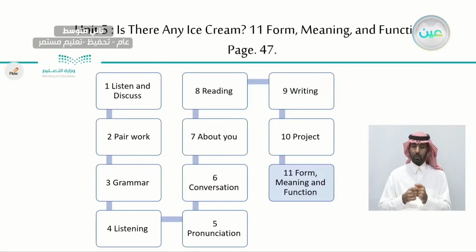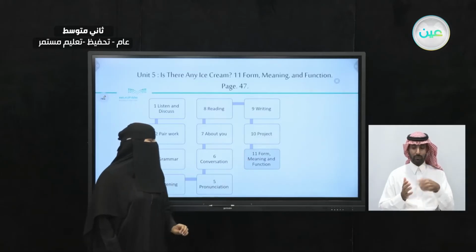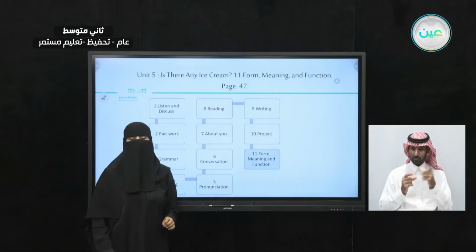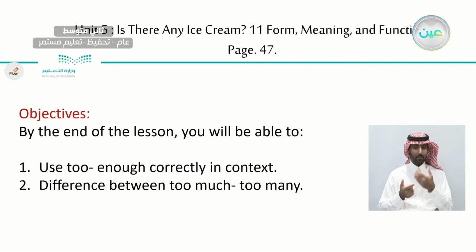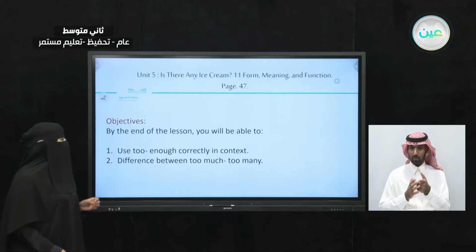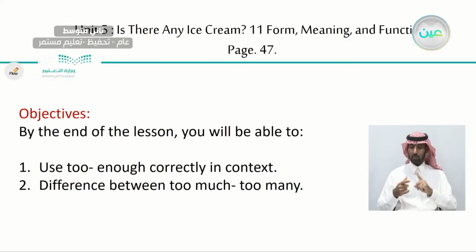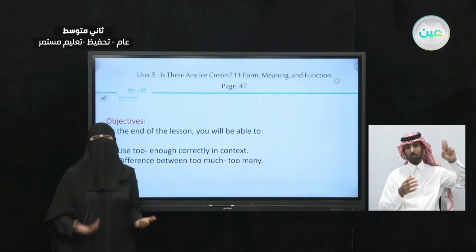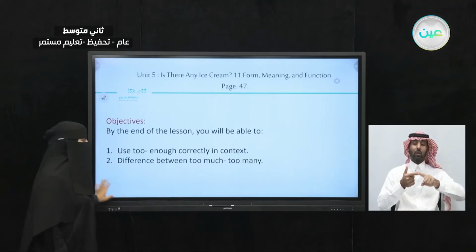Now, let's take a look. What are we going to do in this lesson? So we are done with all of these parts in this unit. Today, we are here in form, meaning, and function. What are we going to do in this lesson? So by the end of this lesson, you will be able to use too and enough correctly in context and differentiate between too much and too many. When are we going to use too much and when are we going to use too many?